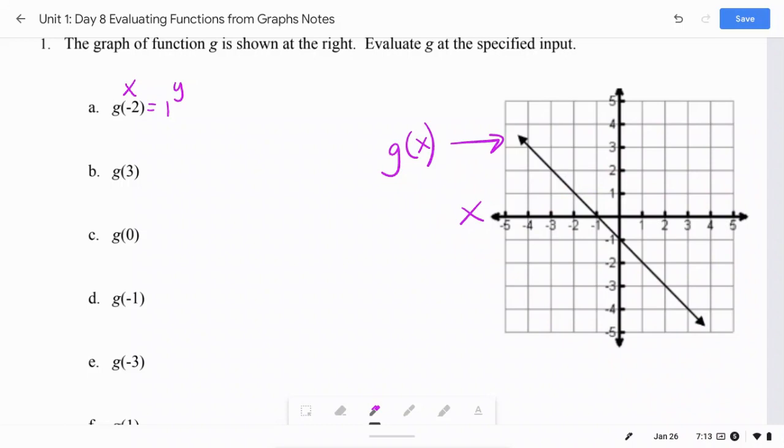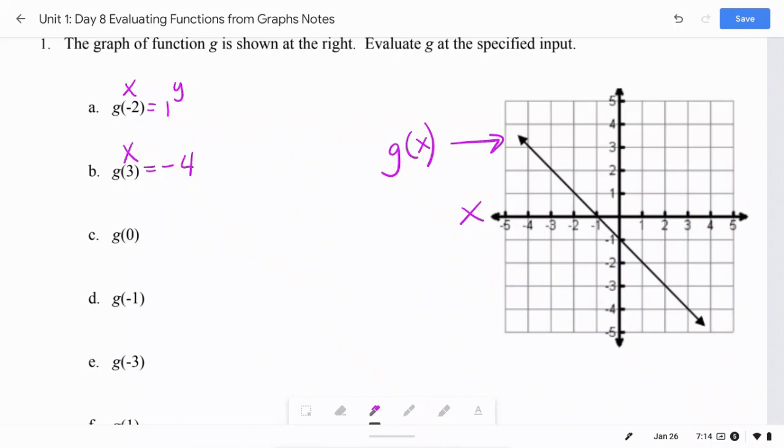Same thing with the next one. For part B, I'm evaluating the function at g of 3. So 3 is my x coordinate. I'm going to find 3, which would be here, and you have to go down to this point on the graph. And you get that point to be at 3, -4. So my answer would be -4 at that point.